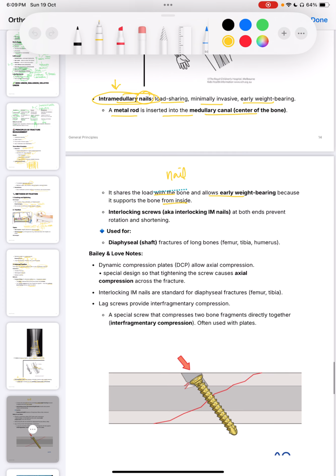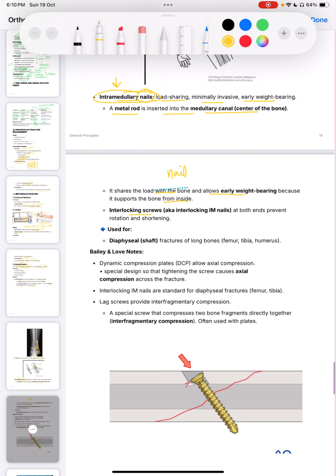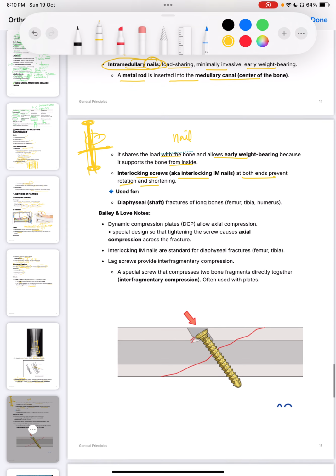And then we can also use interlocking screws, aka interlocking IM nails at both ends to prevent rotation and shortening. So I just want you to think about like this is the long bone, and for example ये यहाँ से टूटी है, so we insert a rod in between, और हम इस side पे भी एक intermedullary nail लगा लेंगे या interlocking IM nail, यहाँ पे भी interlocking screw वो हो जाएगा, जिससे क्या होगा, rotation भी रुकेगी कि ये rotate ना हो जाए और shorten ना हो जाए. So this is used for diaphyseal shaft fractures, and that makes sense क्योंकि हम medulla को stabilize कर रहे हैं.